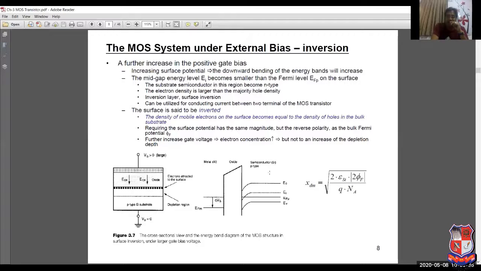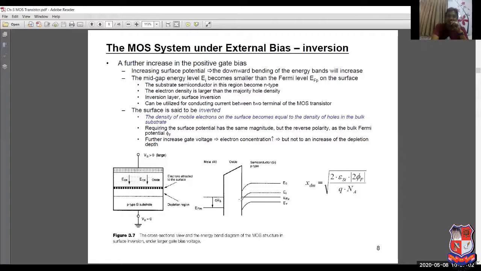Now as you can see here in this energy band diagram, if you keep on increasing the positive voltage, this Ei is going down. It will reach a point where the Fermi energy at the surface is exactly the same as the bulk energy. This is the bulk energy and this is the energy at the surface. So the energy at the surface is exactly the same as the bulk energy, but it is quite opposite.